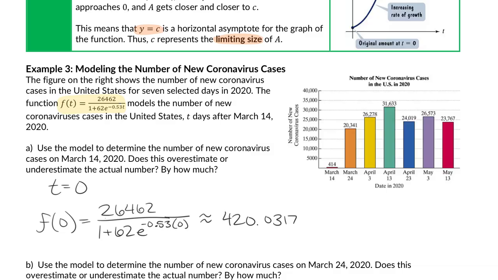Now this question wants us to also estimate between these 420 cases, because we're just going to round that to something that makes sense. How does this compare to the actual information seen in the chart? So if we look at the March 14th in the chart, did our model over or underestimate? Overestimated by how many? By 6. That's not bad.